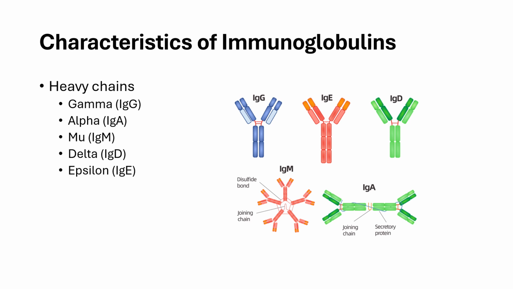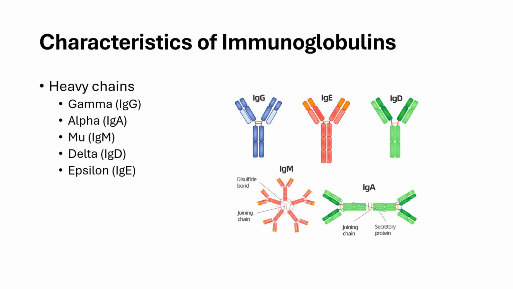Then we have the alpha chain or the immunoglobulin A or IgA. This is found mainly in mucosal areas like your respiratory or gastrointestinal tract. These play a crucial role in mucosal immunity. And we have the mu or the IgM, immunoglobulin M. It's the first antibody produced in an immune response. It exists primarily as a pentamer in the serum.